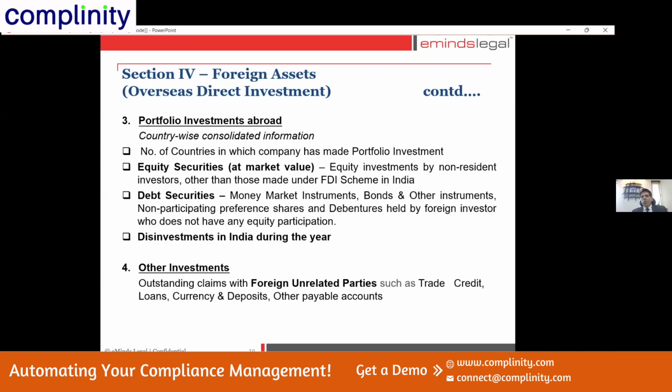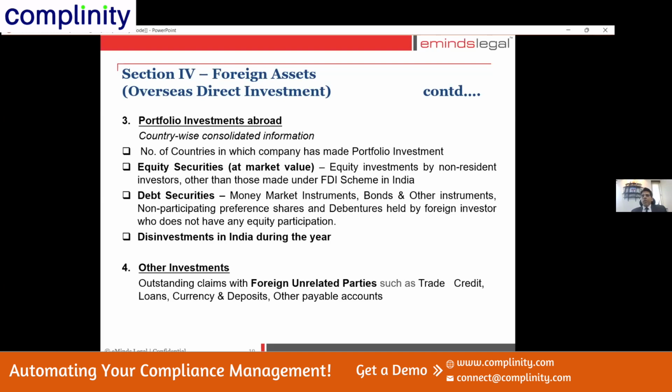Third is again portfolio investment. This is again country-wise consolidated information which we need to mention here. We need to mention in how many countries your company is having portfolio investments in the form of equity securities. Like for example, you've invested in the shares of Apple, Google, etc. You'll have to mention here.